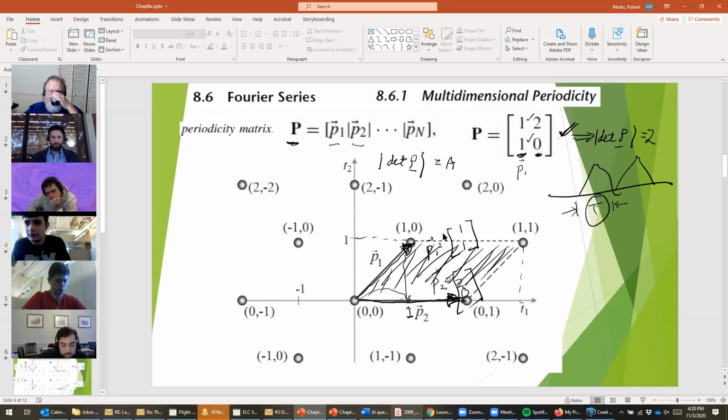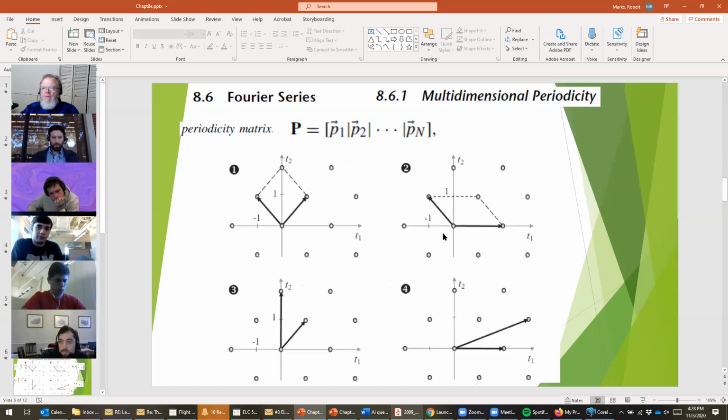Dr. Marks? Would that be the size of the tile you're replicating also?